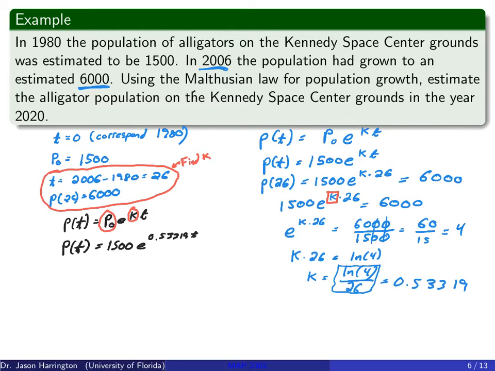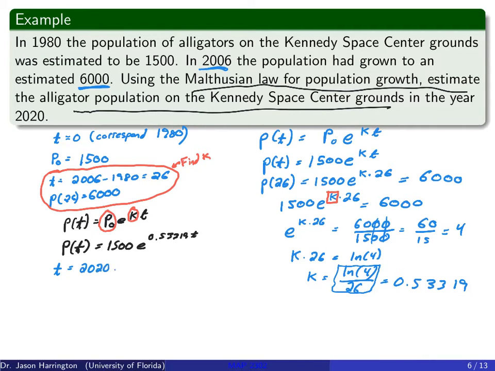The question says we want to estimate the alligator population in the year 2020. So in the year 2020, we're going to have t is equal to 2020, but we have to subtract off 1980, our base year, right? And that's going to give us 40. So really what this whole question is asking us to do is, what is P of 40?